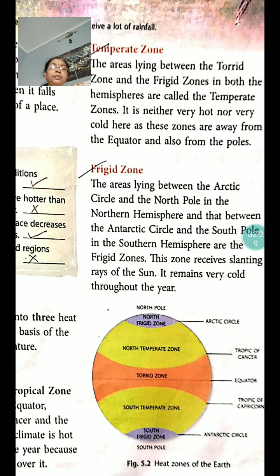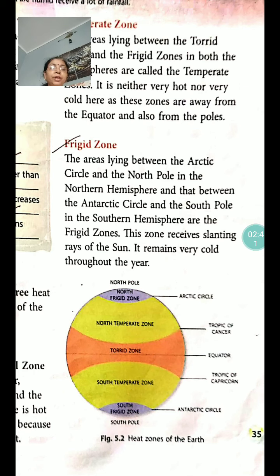Now what are frigid zones? The areas lying between the Arctic Circle and the North Pole in the northern hemisphere, and that between the Antarctic Circle and the South Pole in the southern hemisphere, are the frigid zones.